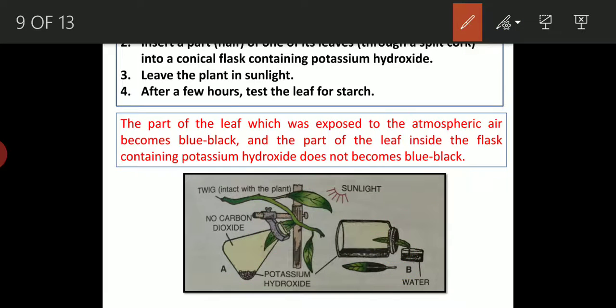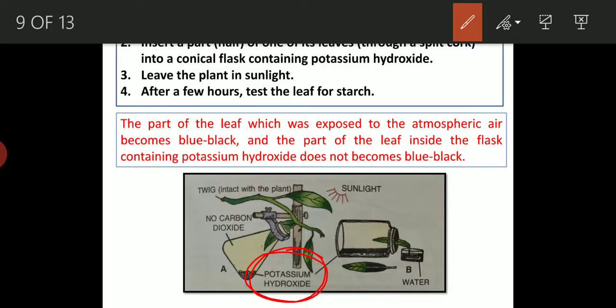We will find the result as the part of the leaf which was exposed to the atmospheric air, that means only this portion, the outward portion, okay? Only that portion which has been exposed to the atmospheric air will become bluish black. That means it shows the presence of starch. And the portion which is inside the conical flask, okay, here, it will become brown in color. Okay, it does not become blue black. Why? Due to the presence of potassium hydroxide.